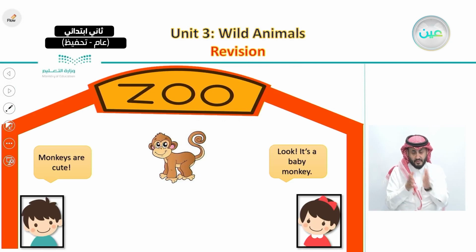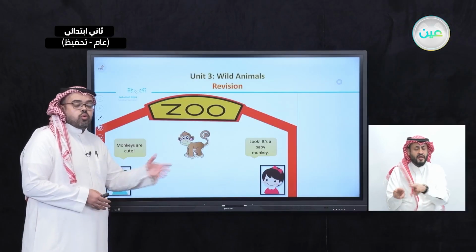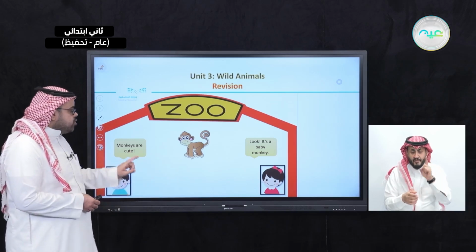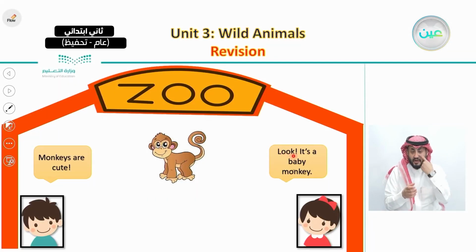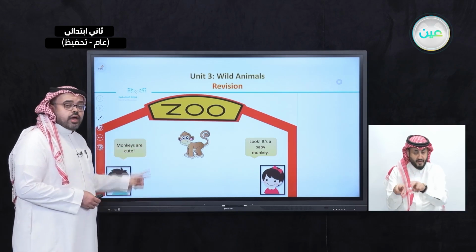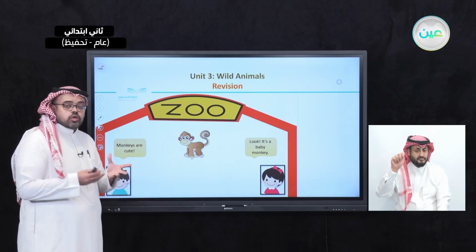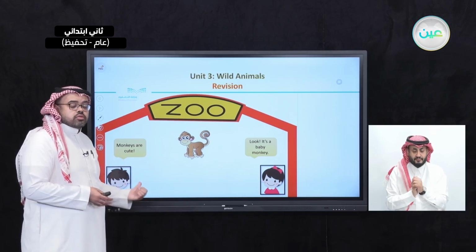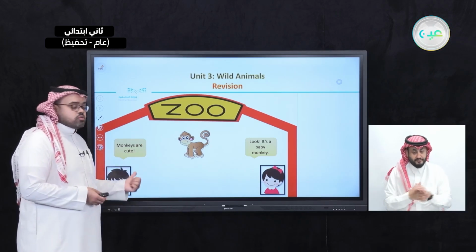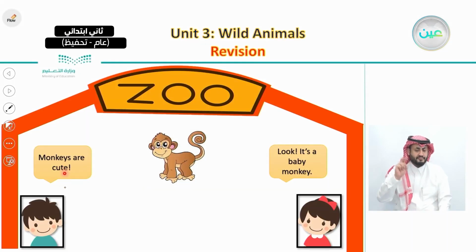And in the zoo, they started talking about animals, where the sister pointed to the animal and said, "Look, it's a baby monkey." And her brother described monkeys as, "Monkeys are cute." Cute is something good. The brother likes monkeys. So this is why he says, "Monkeys are cute."